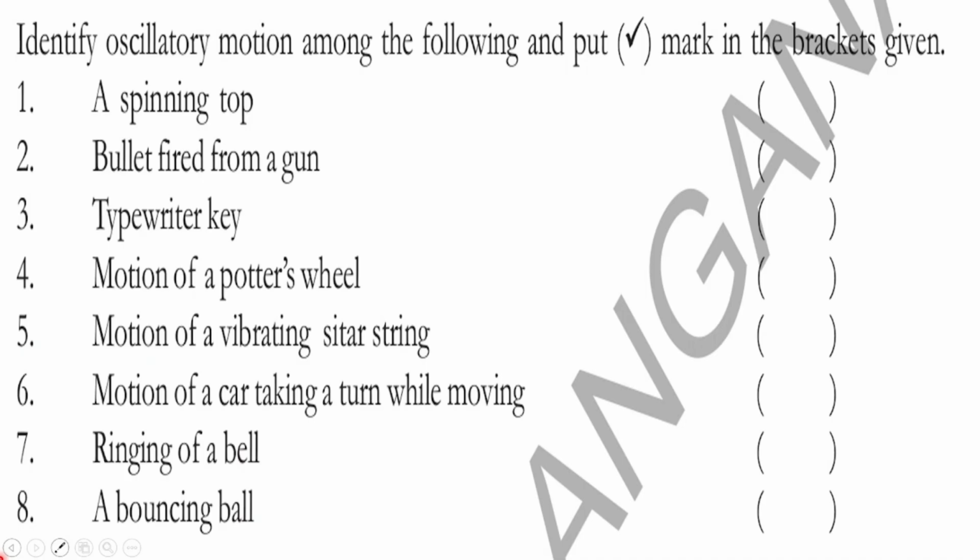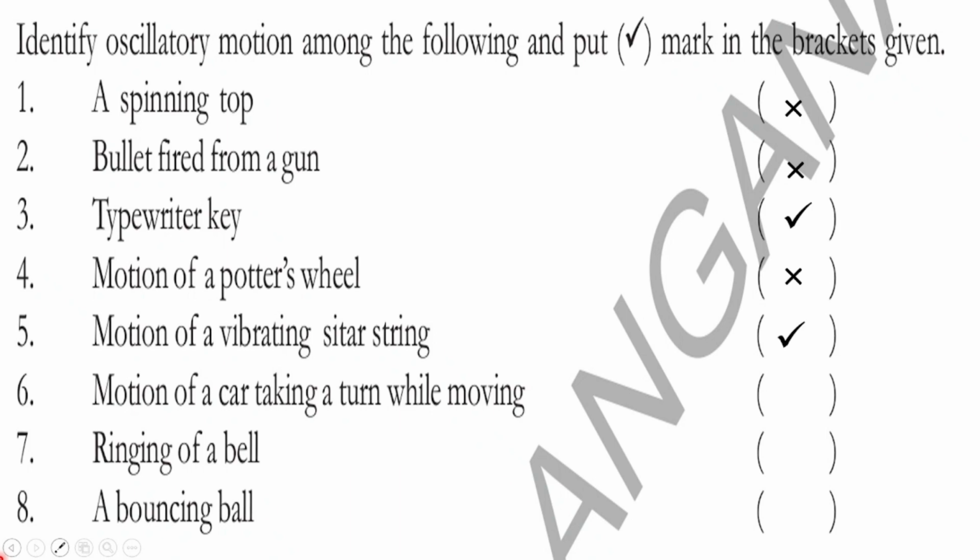Here we have to identify oscillatory motions. A spinning top. No, it is not oscillatory motion. Bullet fired from a gun. It is also not oscillatory motion. Typewriter key. Yes, it is an oscillatory motion. Motion of a potter's wheel. No, it is not oscillatory motion. Motion of a vibrating sitar string. Yes, it is an oscillatory motion.